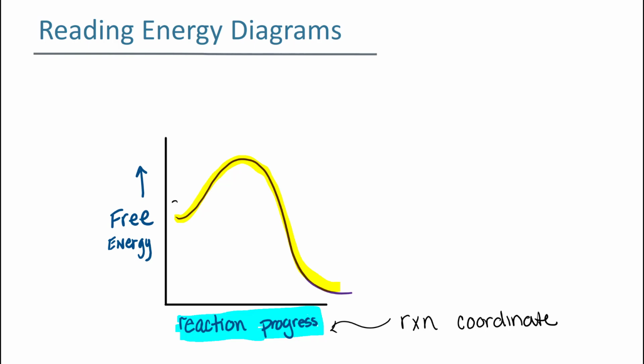What matters is that we're starting here, so this is the starting point, and this is the ending point. And at the starting point is where your reactants are, and at the ending point is where your products are. And off to the side over here can be free energy, which is delta G, but you could also have enthalpy, right? You could have delta H there as well.